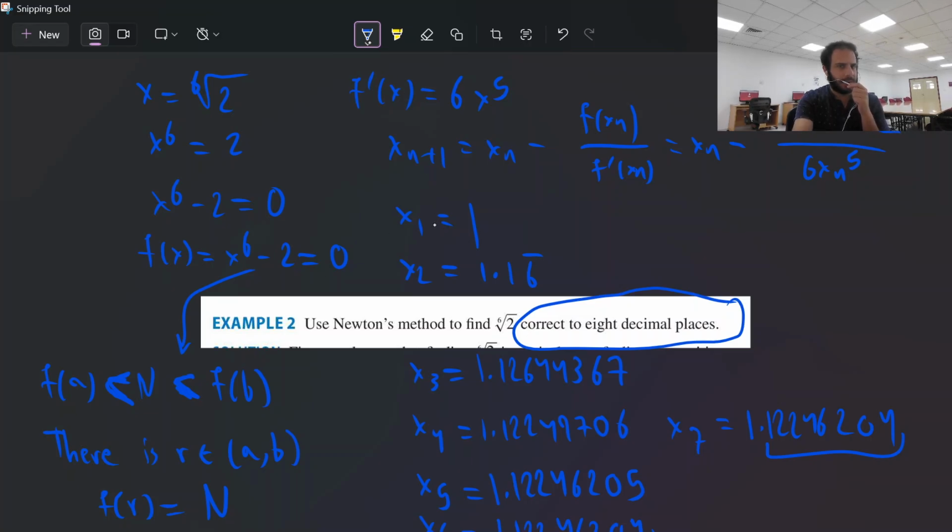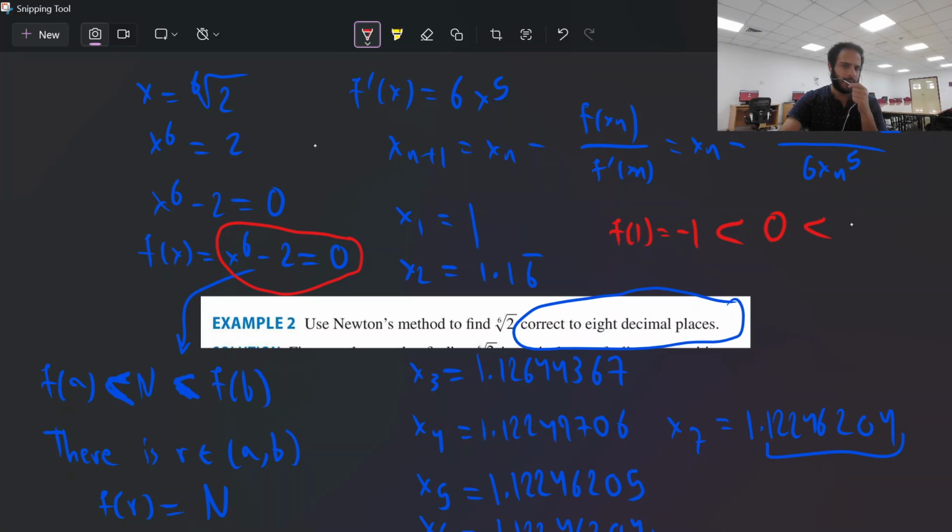Let's explain how to find x1 for this function now. See our function, I want to solve this equation, x to the 6 minus 2 equals 0. So my N in this problem is 0, right? So 0 greater than something, less than something. What is less than 0? Negative numbers, right? So I want to find an x value such that f is negative, which is f(1). f(1) equals what? 1 to the 6 minus 2. 1 minus 2 is minus 1, right?